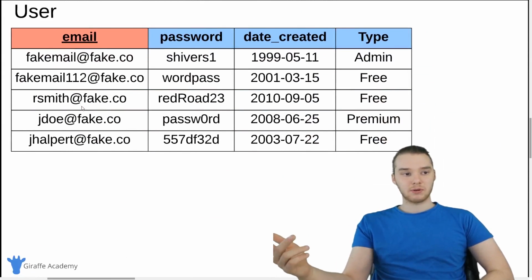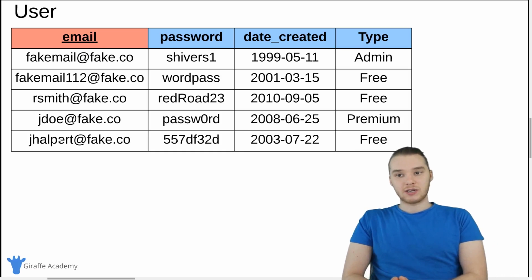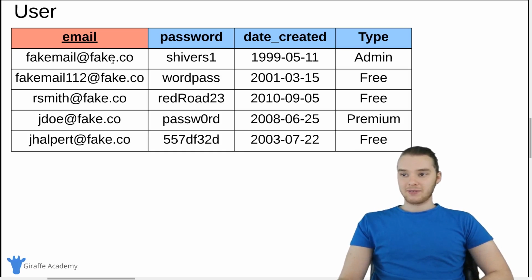So down here I have another example of a database table. This is a user table, just like that student table, except it's storing information about users. So over here we have email, password, date created, and type. Email is going to be our primary key. You can see I put that in red and I also underlined it. And these emails are unique to each entry in the table, right? So fakemail@fake.co, no other rows in this table could have that exact email.